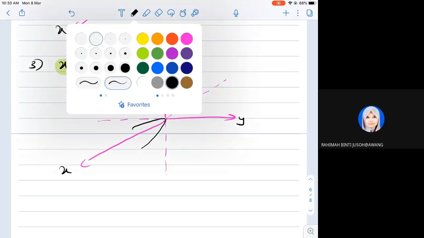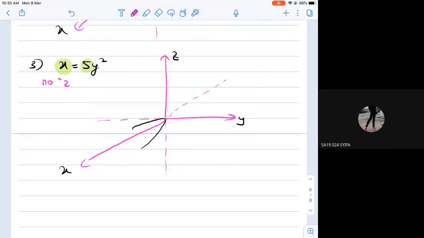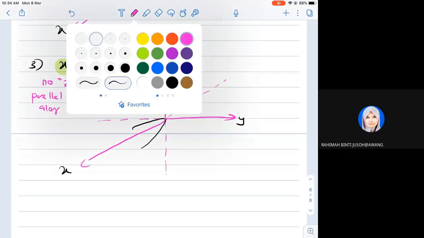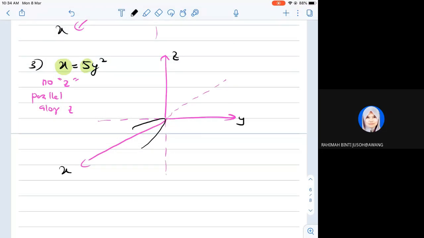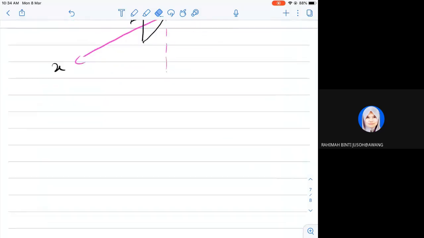Now, we don't have variable what here? Z. No Z. So kita punya parabolic cylinder should be parallel along Z. Okay, straight away lah. You tarik je sepanjang paksi Z ni. Tak kisah nak tarik atas boleh, nak tarik bawah boleh. Tarik je. Macam tu. Okay. So that's the parabolic cylinder for this equation. Understand? Parabolic cylinder guys? Okay, good.